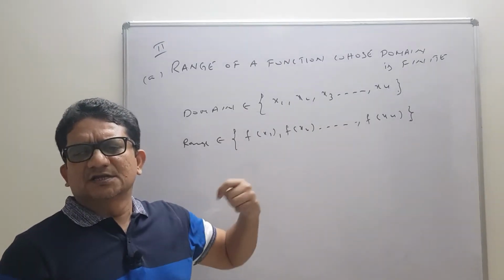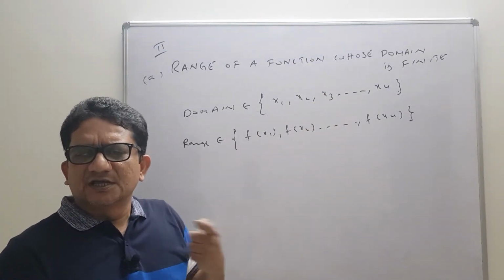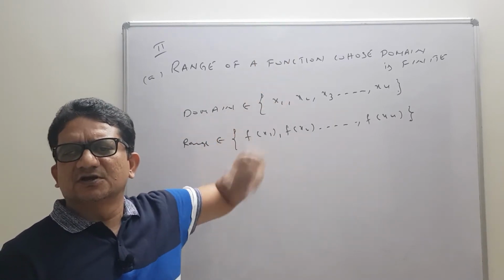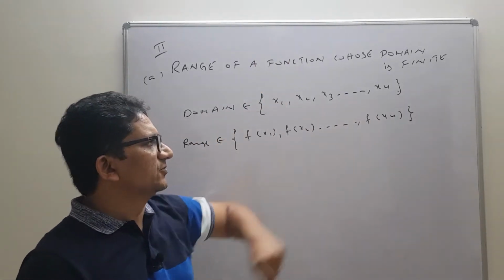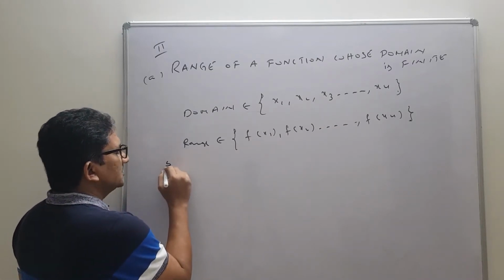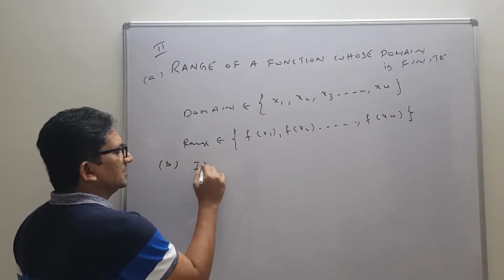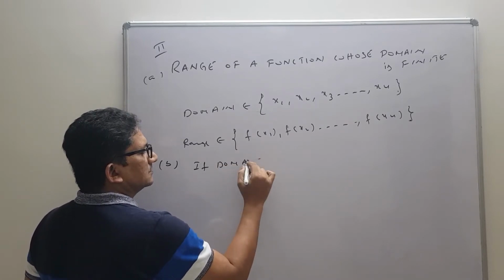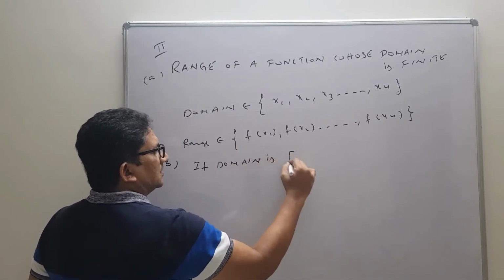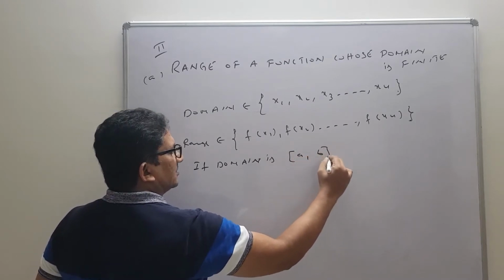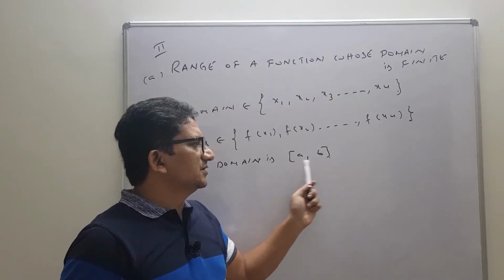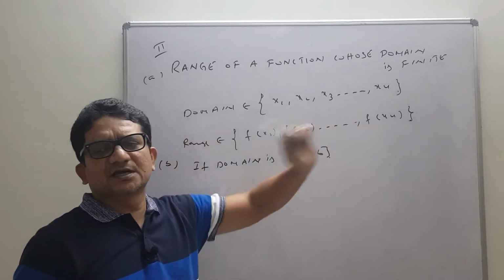The few values like 1, 2, 3 are the domain. If you want the range, take the inputs 1, 2, 3 and substitute them in the function, whatever you get, that is your output. Another case is if the domain is in the closed interval a comma b. So here none of these two are infinity, so it is a closed interval a comma b.